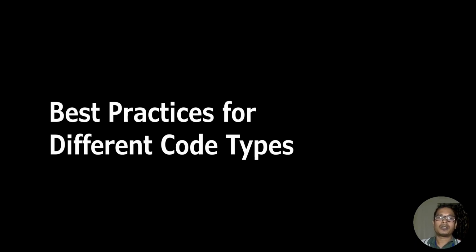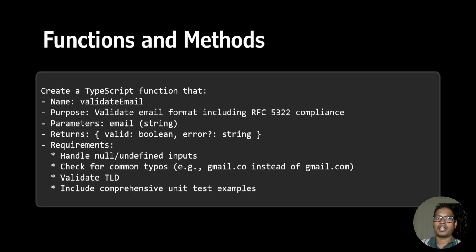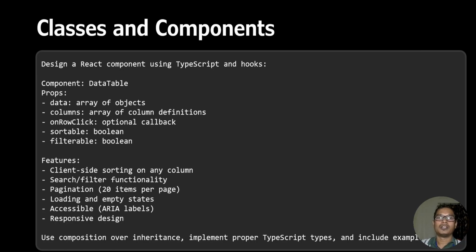And as a coder, there are some best practices when we are writing different code, like functions and methods. Instead of writing your traditional method, now with this advanced technique, you can write this kind of prompt: create a TypeScript function, then you write the function name, the purpose of this function, the parameters that should be used, and what it returns. In clear bulleted points you can write so that you can get a concise output from AI, right?